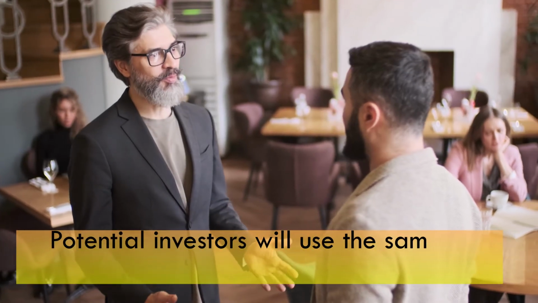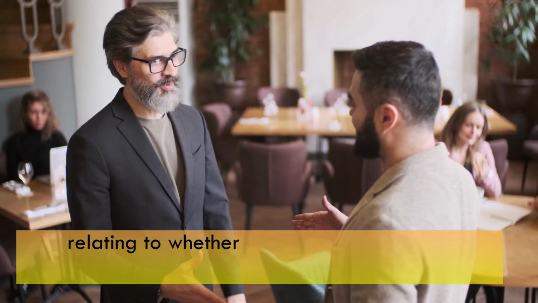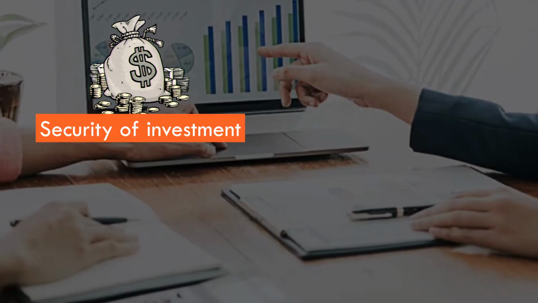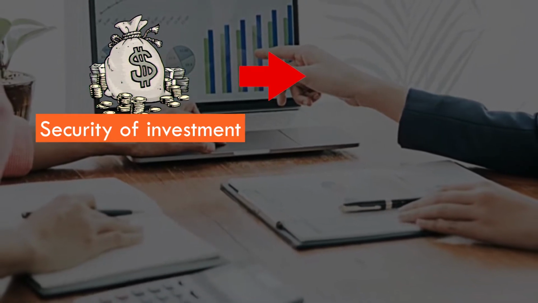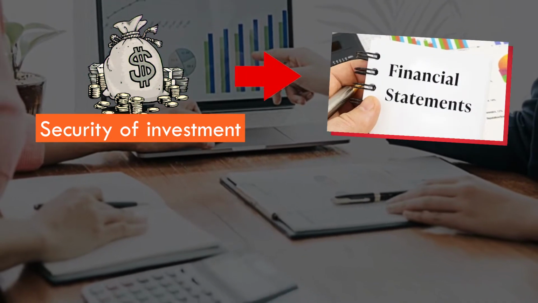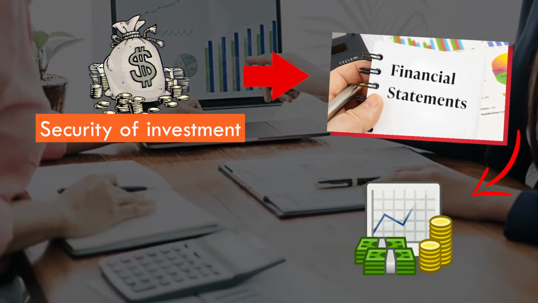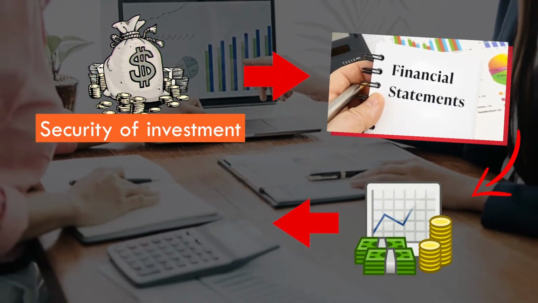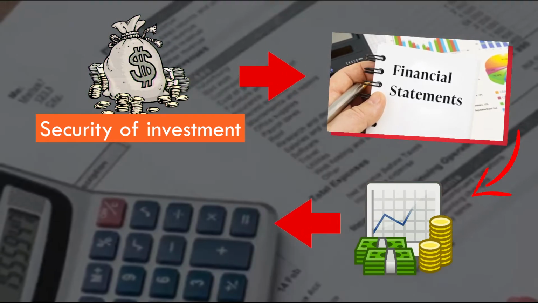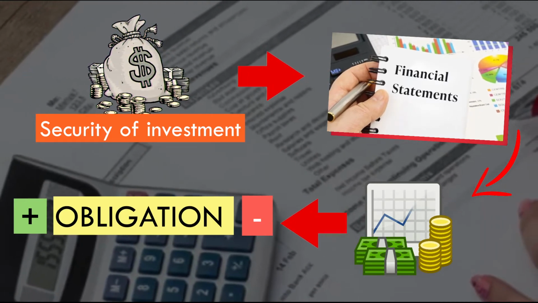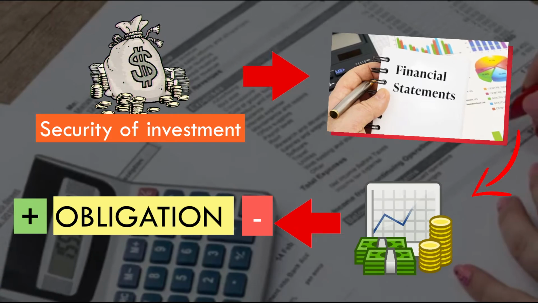Potential investors will use the same to make decisions relating to whether or not they should put their money into the business. In terms of security of investment, by looking at the entity's statement of financial position, they will be able to check the entity's financial strength and solvency, which is an indicator that the entity has the ability to meet its financial obligation and hence there is no threat to their investment due to going concern issues.